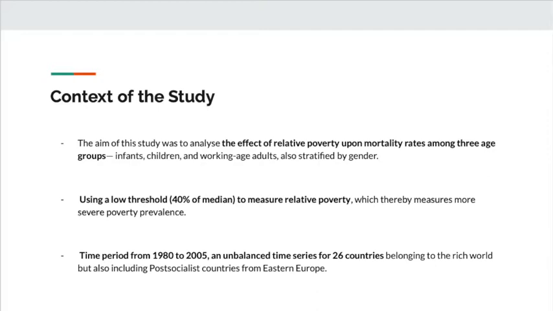The aim was to analyze the effect of relative poverty upon mortality rates among 3 age groups: infants, children, and the working age adults, also stratified by gender, using a low threshold of 40% of median in a time period of 1980 to 2005, with an imbalanced time series for 26 countries belonging to the rich world.